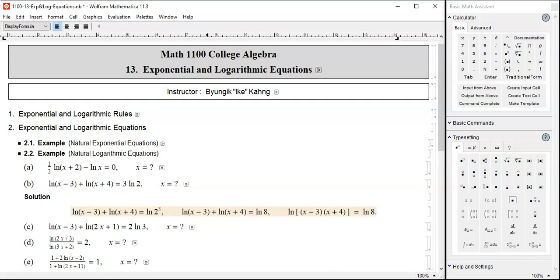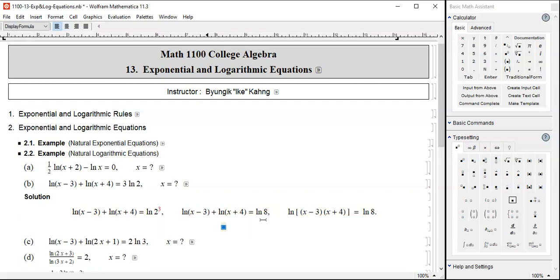Okay, we are ready. We have the form log of a equals log of b. So removing both of those logarithms, we get a equals b. Or more precisely, we take the exponential on both the left and right hand sides to remove the logs. Either way, I get (x minus 3)(x plus 4) equals 8. And what do we have? We have a quadratic equation to solve. Solving this shouldn't be too bad.